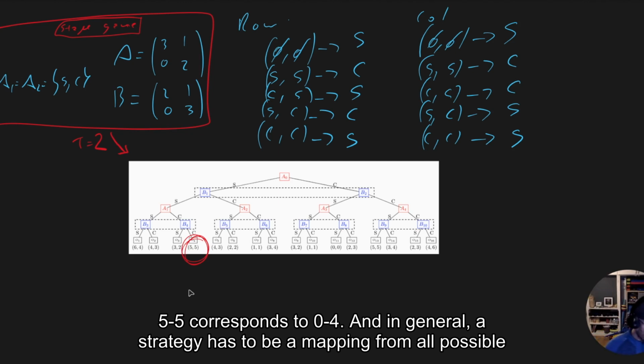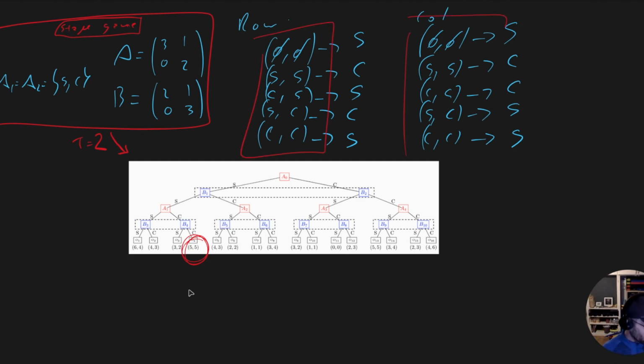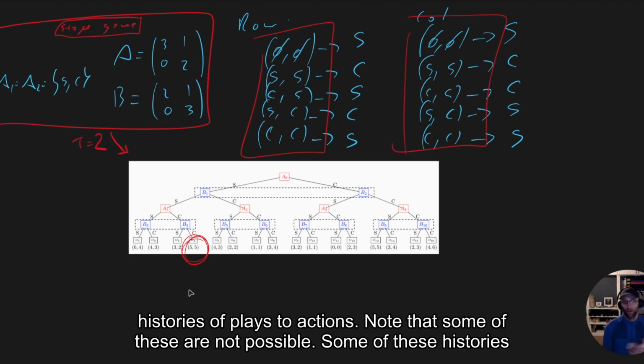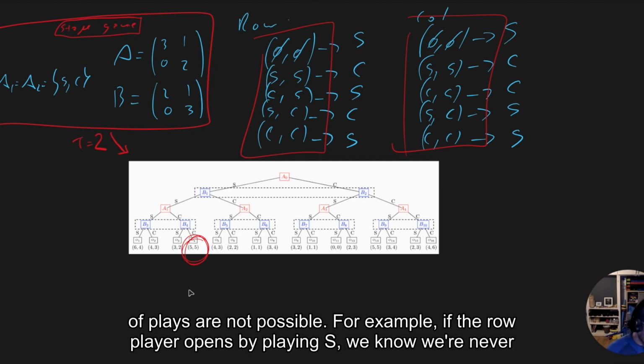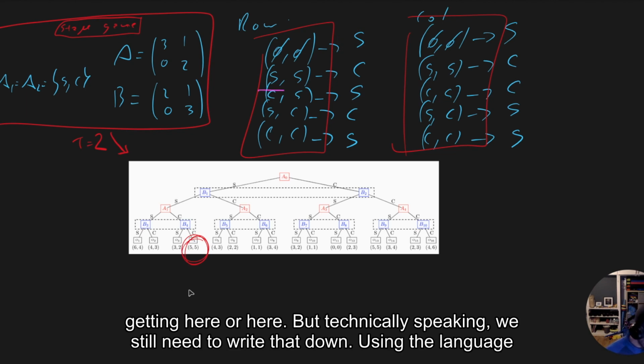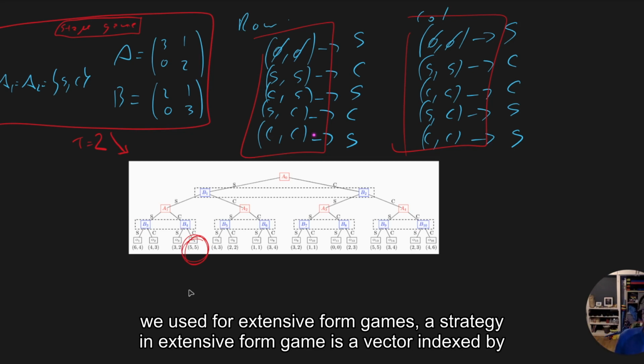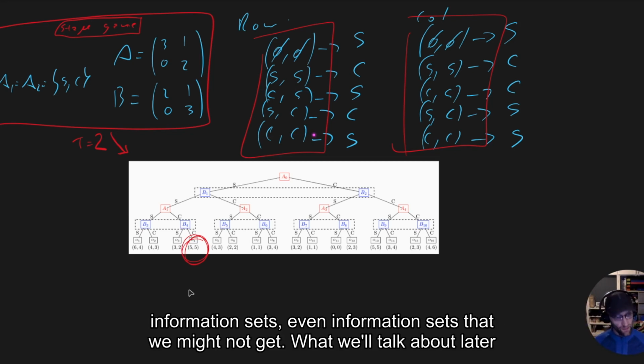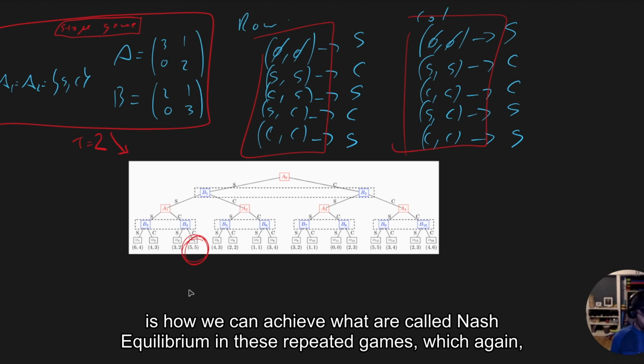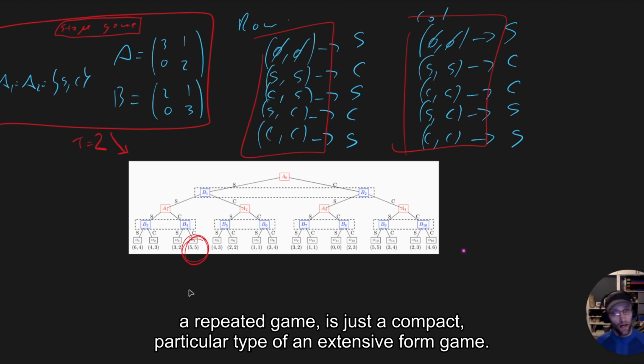And in general, a strategy has to be a mapping from all possible histories of plays to actions. Note that some of these histories of plays are not possible. For example, if the row player opens by playing S, we know we're never getting here or here. Okay? But technically speaking, we still need to write that down. Using the language we used for extensive form games, a strategy in an extensive form game is a vector indexed by information sets, even information sets that we might not get. And what we'll talk about later is how we can achieve what are called Nash equilibria in these repeated games, which again, a repeated game is just a compact particular type of an extensive form game.